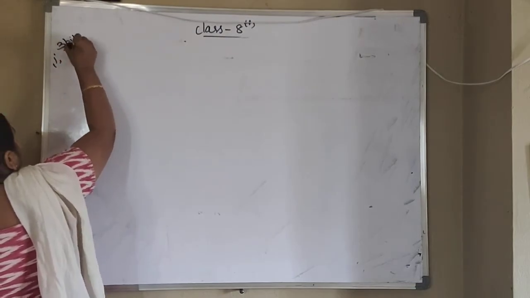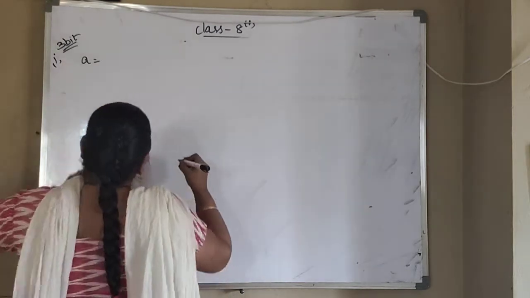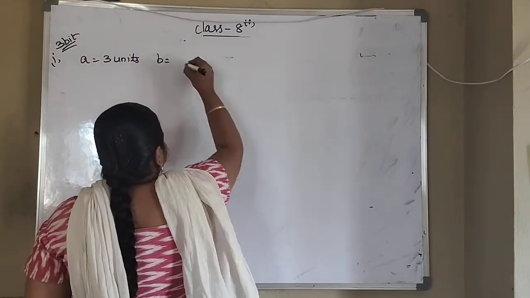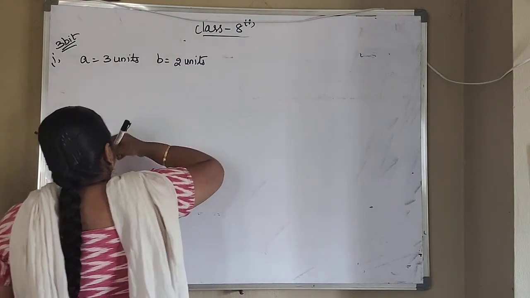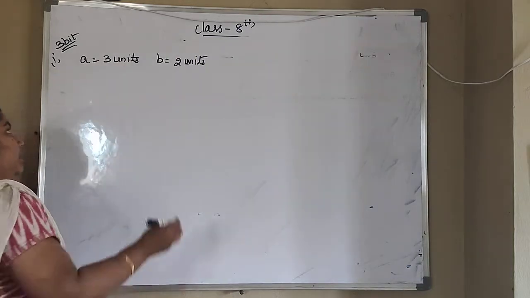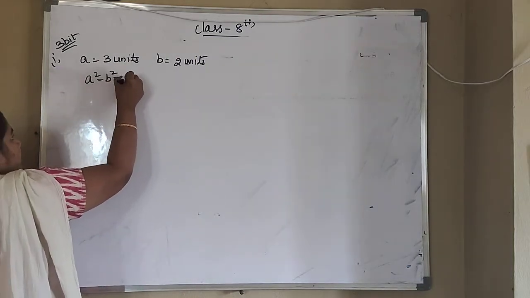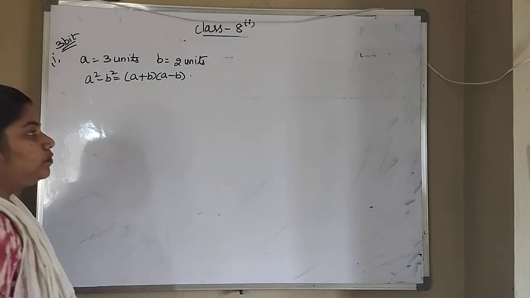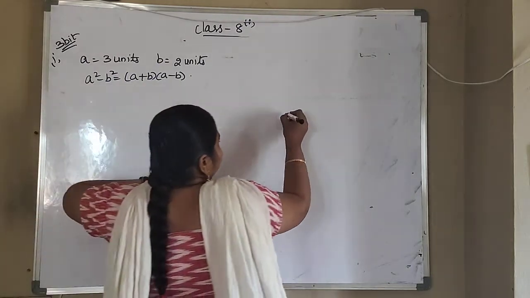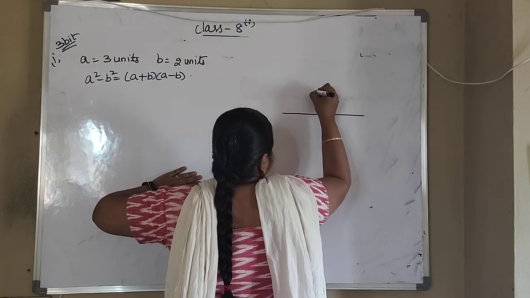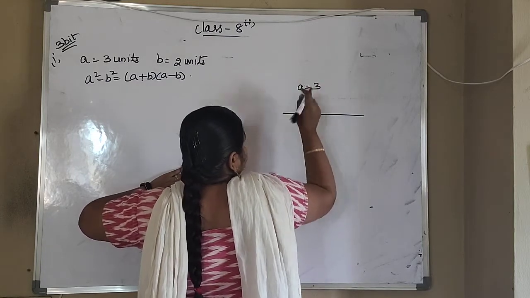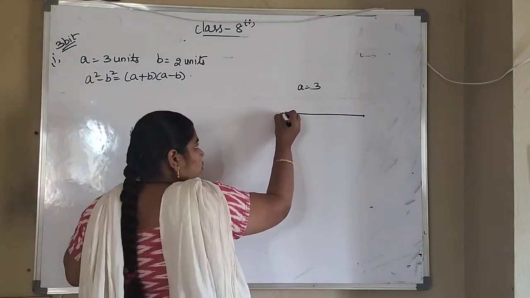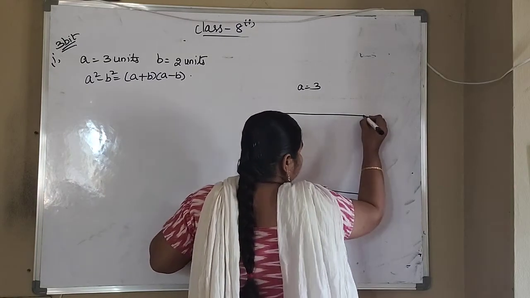The first one. The A value they have given us is 3 units and the B value is 2 units. Okay, so which geometrical verification are we proving? A square minus B square is equal to A plus B into A minus B. So first you draw a figure. First A square, the total length is A, that is 3. A is equal to 3. From here to here the length is 3. So it is a square, all the sides will also be equal to 3.